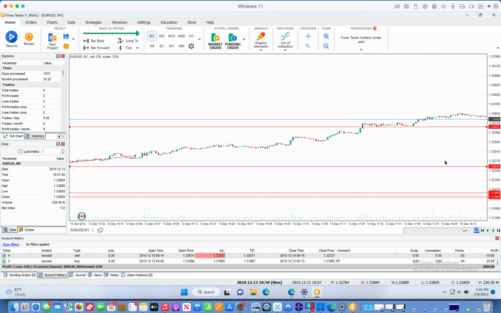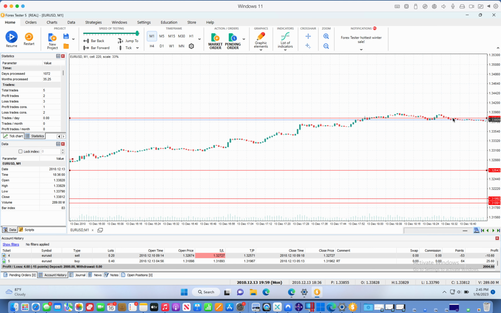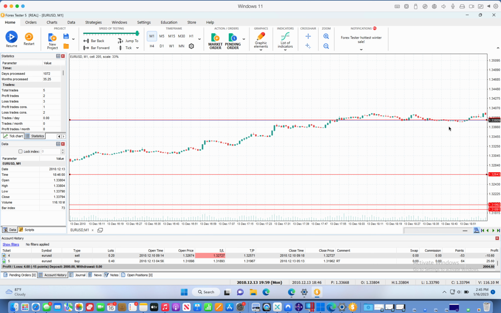17, 18. That's not a scalp. That's not even a scalp. It's inducing bad habits. Try to buy it again. Buy it again. Go ahead. Buy it right there. Let's put your stop loss right there. Oh man, your stop loss is hit. Try to do it again. Try to buy it again. Oh man, your stop loss hit again. Try to buy it again.